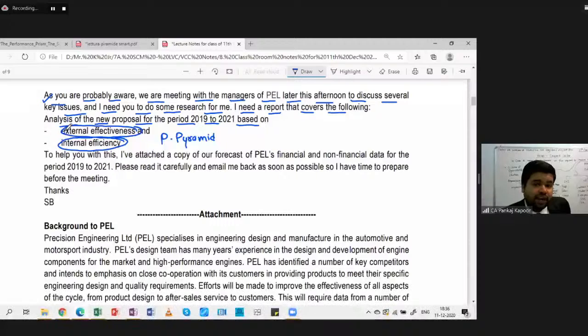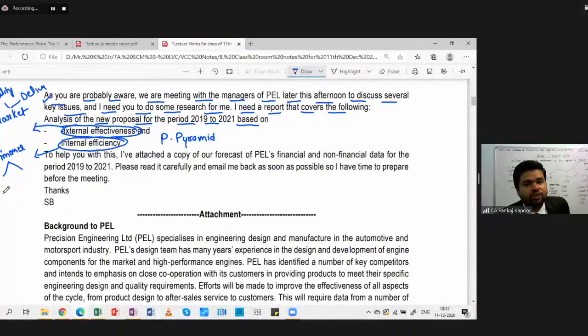Because external effectiveness is nothing but the left hand side of the model, which talks about the market. And internal efficiency is nothing but the right hand side of the model, which talks about the finances. How about the market? You can improve your performance by giving a quality product, and secondly, ensuring delivery is on time and in the manner in which the consumer wants. How will you improve your internal efficiency, your finances, by incurring less cost?